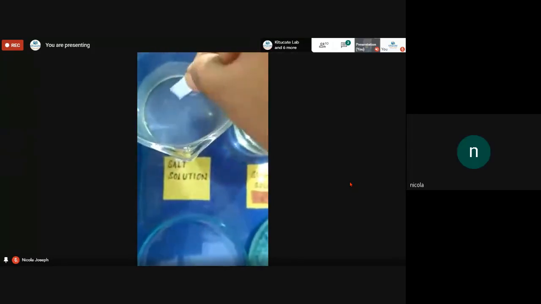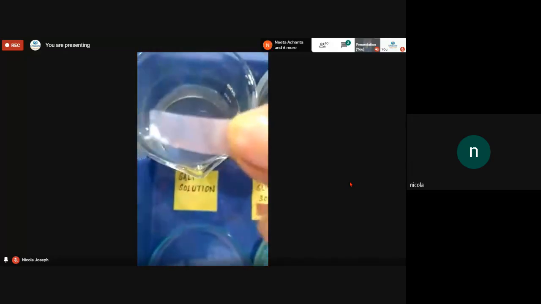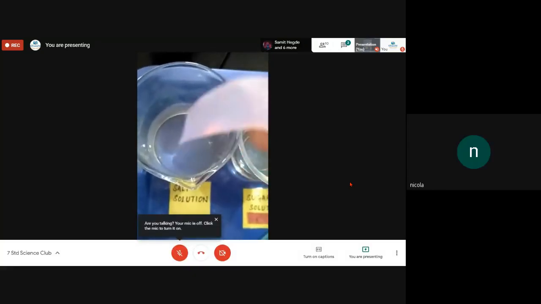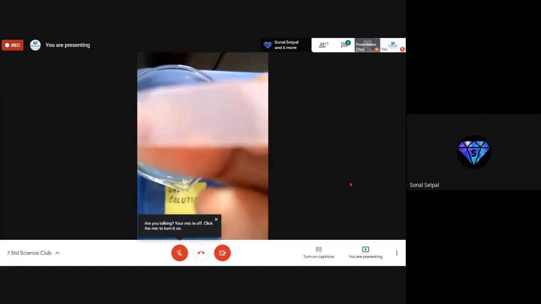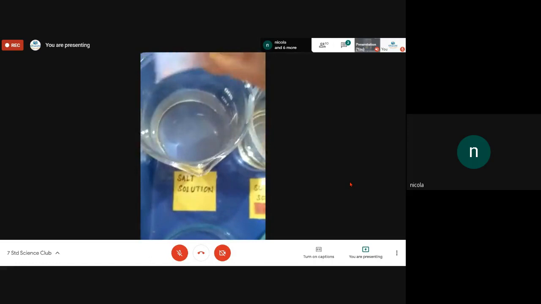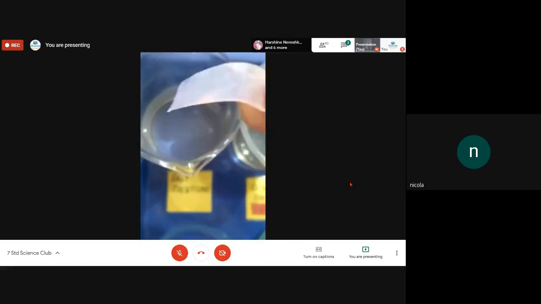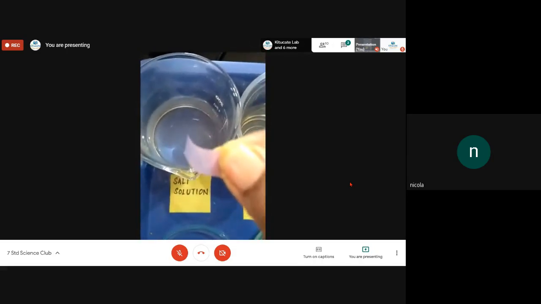You don't need to see the beaker. You just need to see what happens to the litmus paper. Does it change color? It was a blue litmus paper. Did it change color? No, ma'am. So we can say that since the salt solution did not change the color of the blue litmus paper, the salt solution is neutral. Is that clear?